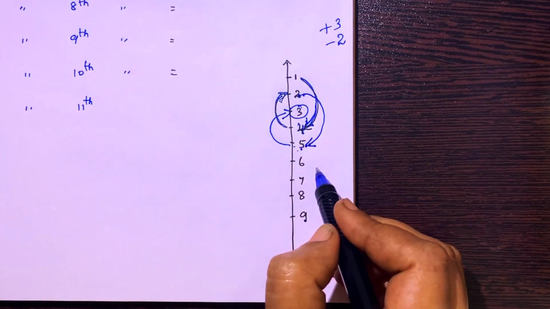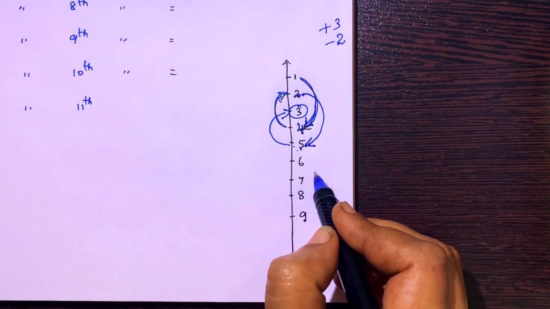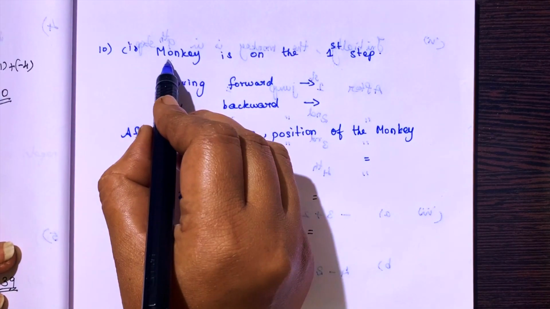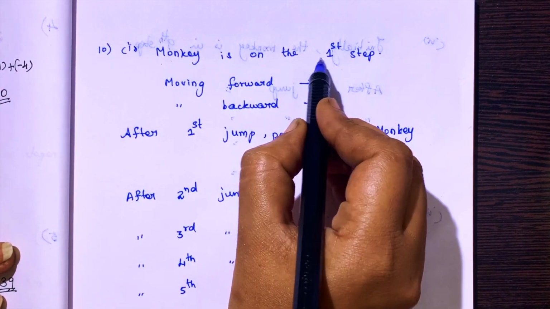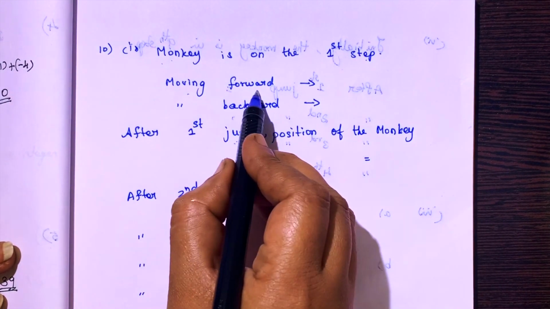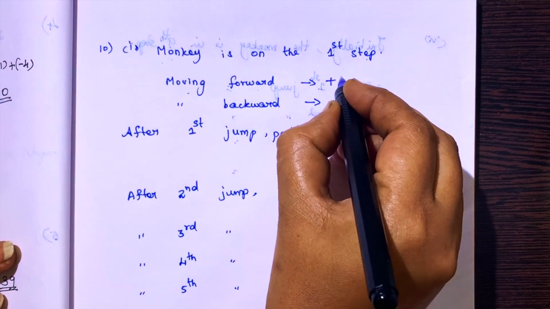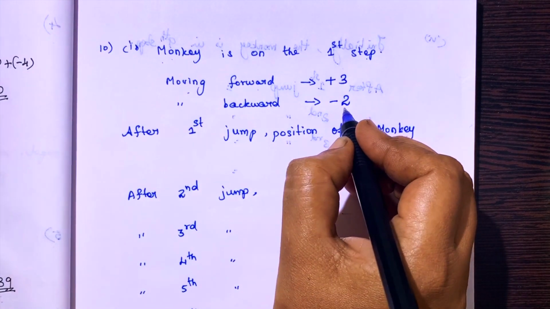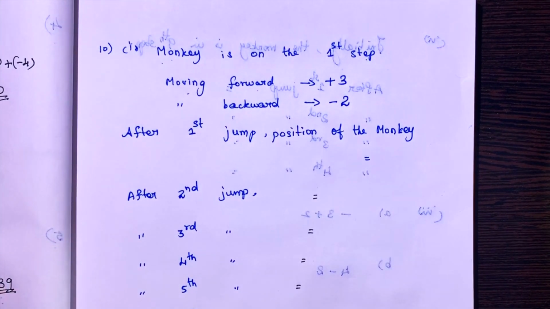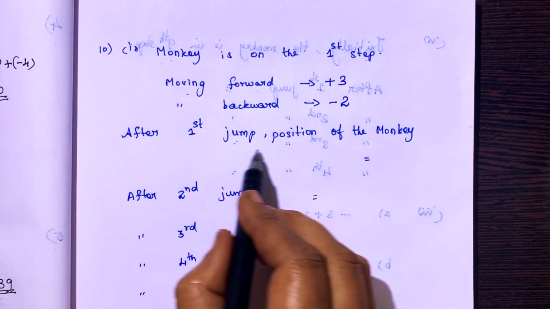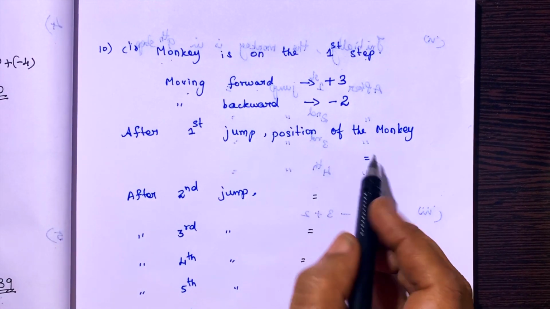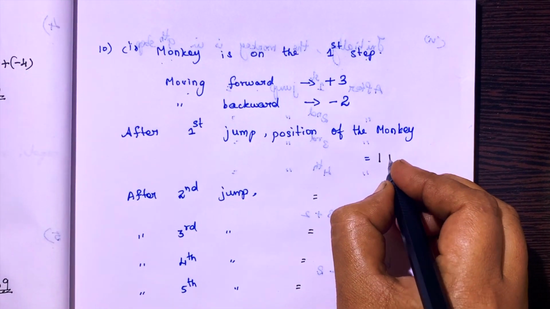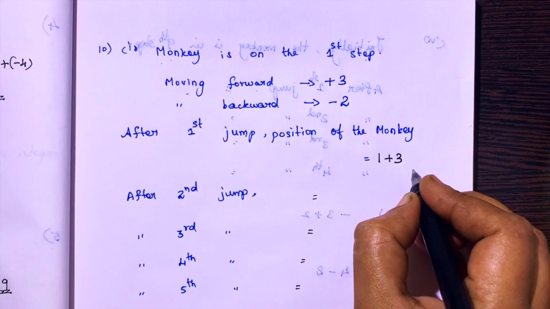So, in this way, if you calculate, you will be getting confused. So, we can go for the theoretical method. The monkey is on the first step. Moving forward, I am taking as +3. Moving backward is -2. It's given. Right? So, now, after the first jump, the position of the monkey: from the first step, it is moving 3 steps forward.